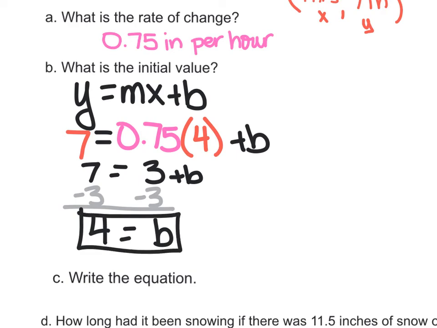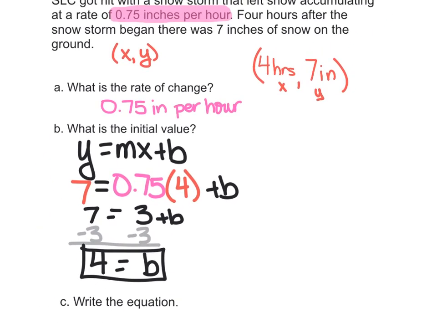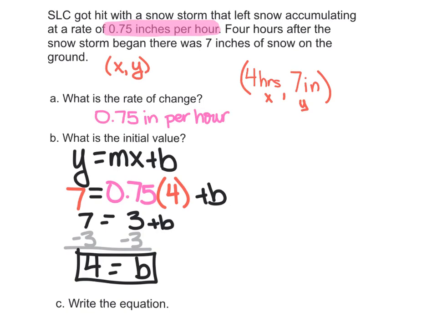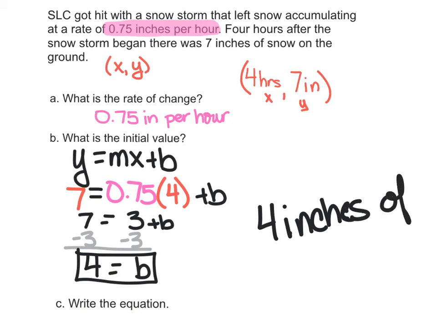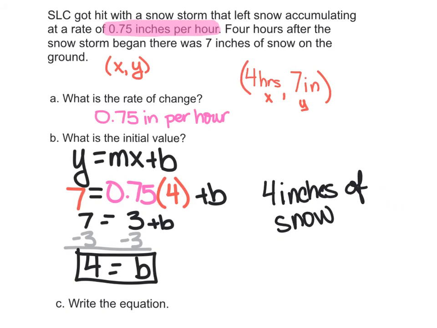So now I just need to figure out what does that mean in the context of this problem. Well, if 4 is my initial value, I can say that I'm starting with 4, but for what? 4 inches, 4 hours, what are we talking about here? Well, if 4 is my y-intercept, I can look back at my y unit, and the unit that I was associating with y was inches. So I can say my initial value is 4 inches, and in this situation we're talking about snow. So there must have been 4 inches of snow on the ground prior to this snowstorm starting.